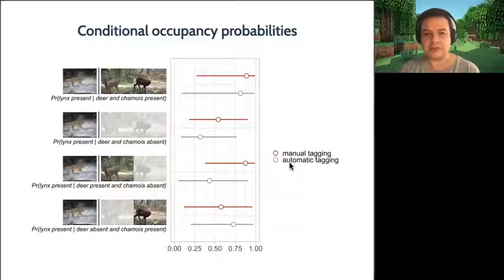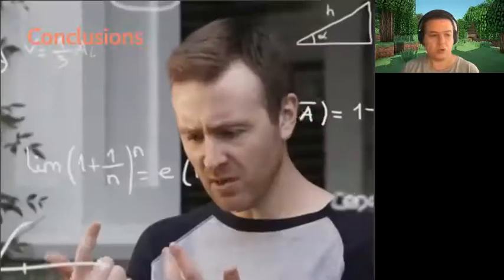convolutional neural networks. And there is a small bias here in the occupancy probability of lynx given the presence of both its prey when we rely on automatic tagging. The difference in estimates is small, and we may well decide to ignore this bias and save us a lot of time by not tagging pictures manually. Now we have a bigger issue here with the occupancy probability for lynx given roe deer presence and chamois absence, which is clearly underestimated.